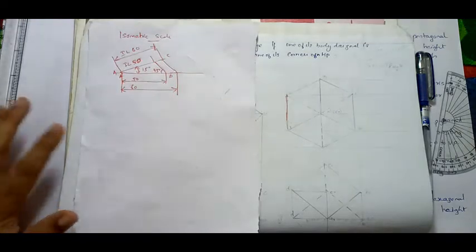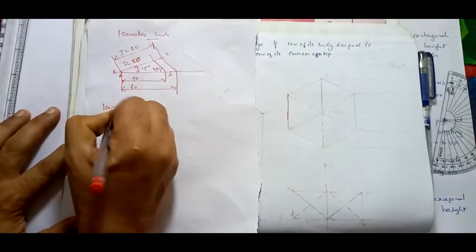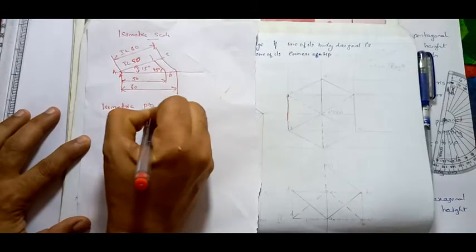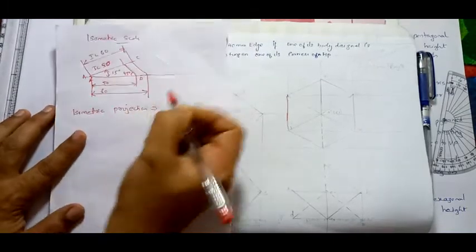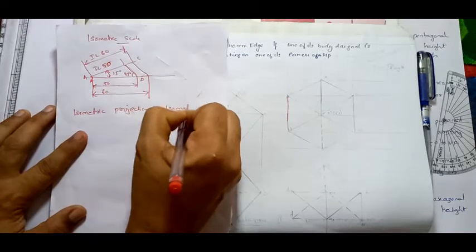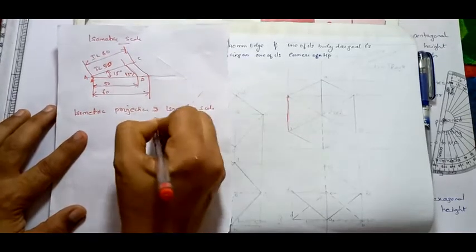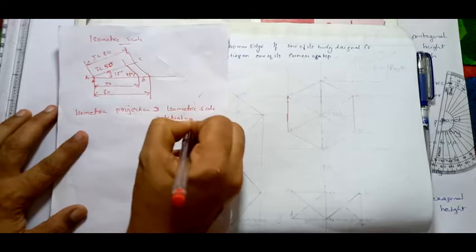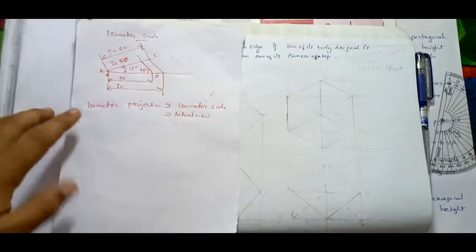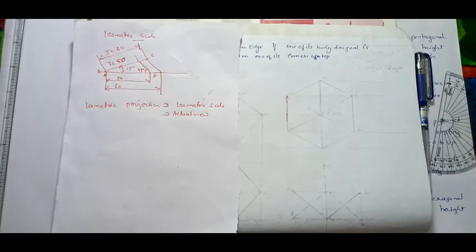So now I am going to differentiate. This is your isometric projection. Note it down. Isometric projection we are drawing based on the isometric scale, and this will be the actual view. Isometric projection means drawing by taking the isometric scale. Never get this wrong. Usually if you need to draw a prototype, you are not worried about the size.